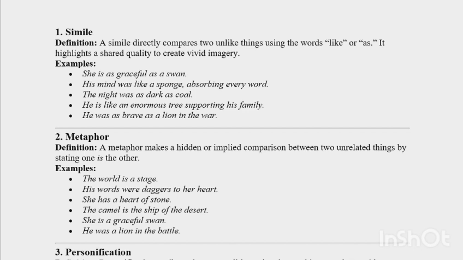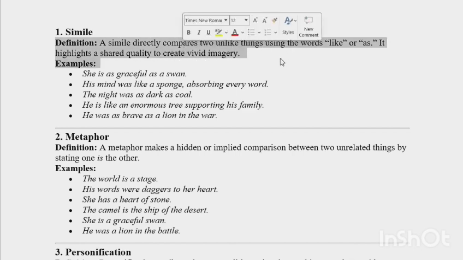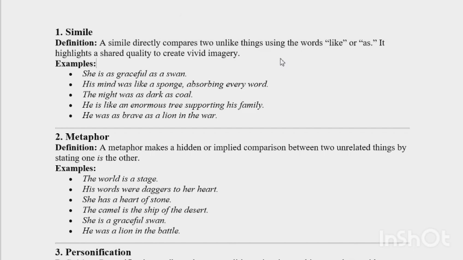So, in this definition, we come to know that a simile is a word or a statement or a phrase which talks about or which directly compares. Now, the important point here is that it compares two unlike things. As we can see, the unlike things are being compared using the words.